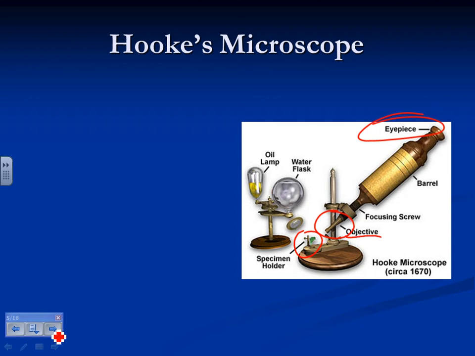Specimen goes here on a little holder, and here's your light, which is an oil lamp and a water flask. Now, why this? What would be the purpose of that? It reflects it. Refracts it. All right, so what does refract mean? You put a pencil in water and you look at it, it's not lined up with itself. All right, refract means to bend.